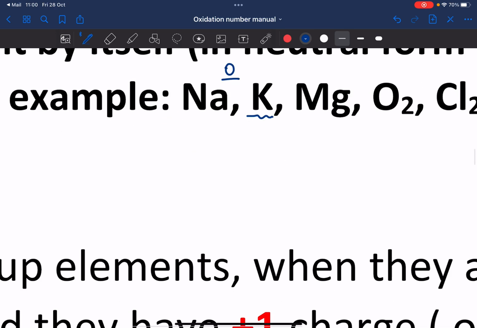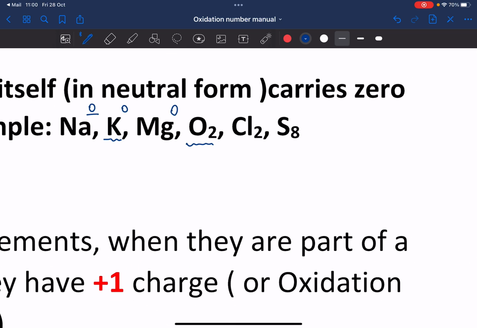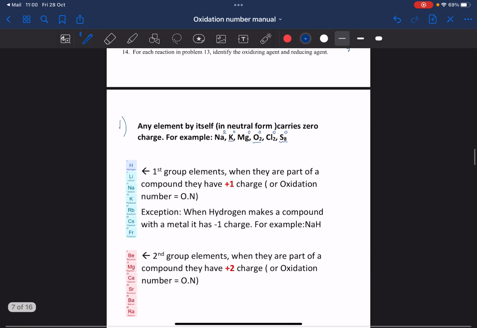Same goes with potassium. By itself, no charge given on it, so it's zero. Same goes with magnesium. Oxygen is a diatomic element. It means that oxygens come in two in nature. So even if it's diatomic, it comes in multiples. There is no charge on it, so it is again zero. Same goes with chlorine. Sulfur comes in multiples as well. No charge on it, so it is zero. So we move on to the next one.